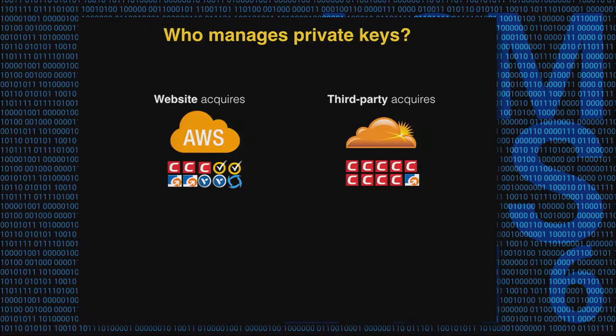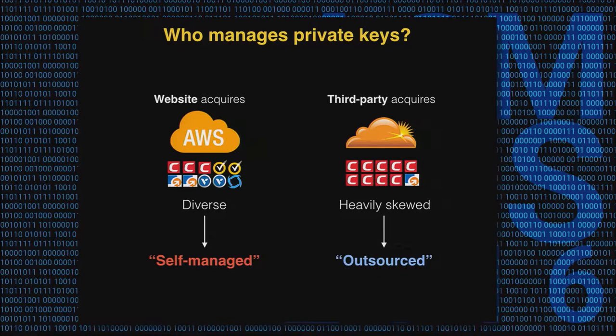So if we take a step back here, how do we determine who's managing the private keys? Well, if we see a diverse set of signing authorities, then we say that the websites must be managing the keys themselves. And if it's a very skewed set of issuing CAs, then we say that the hosting provider must be managing the keys. And if you're wondering just how common is this behavior, well, 58.4% of the Alexa top 10,000 exhibited this behavior, and 33% of all certificates.